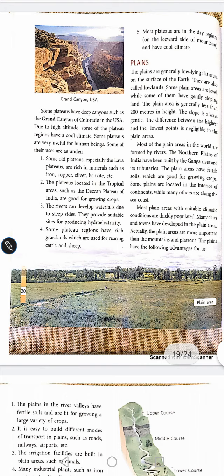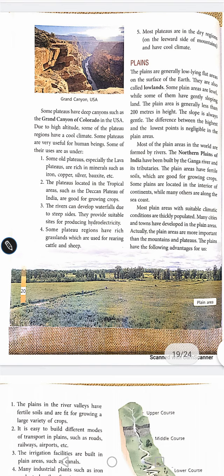Now the plateaus located in the tropical areas, such as the Deccan Plateau of India, are good for growing crops. Look, the plateau in our India is in the southern part of India, so there very good crops are grown. The river can develop waterfalls due to steep sides. They provide suitable sites for producing hydroelectricity. When a river passes through the plateau regions, it forms a waterfall. Here is one question: you all have to tell about a waterfall that you have seen.